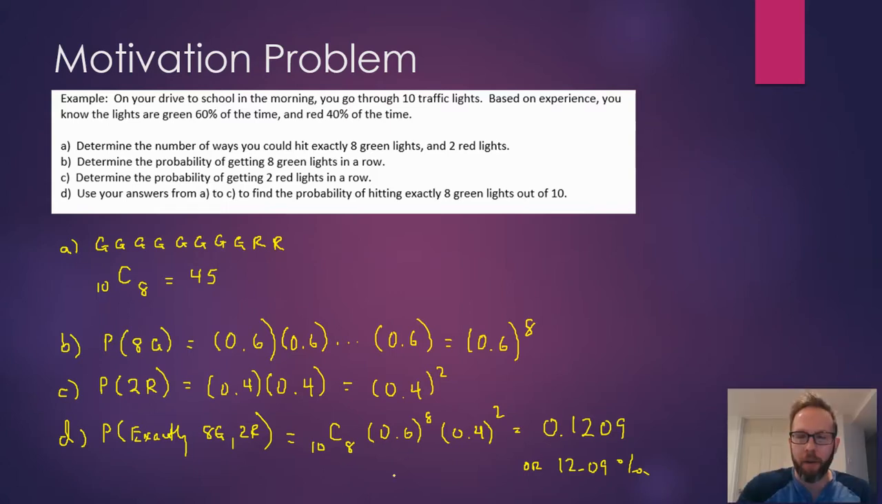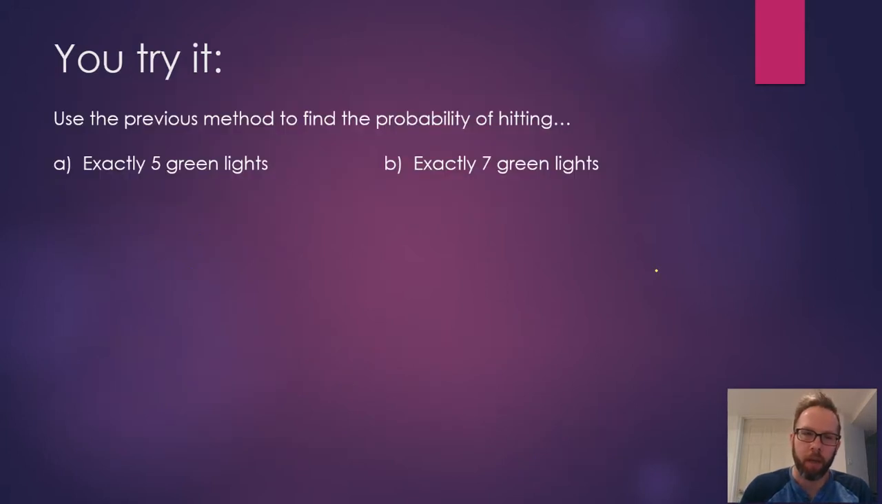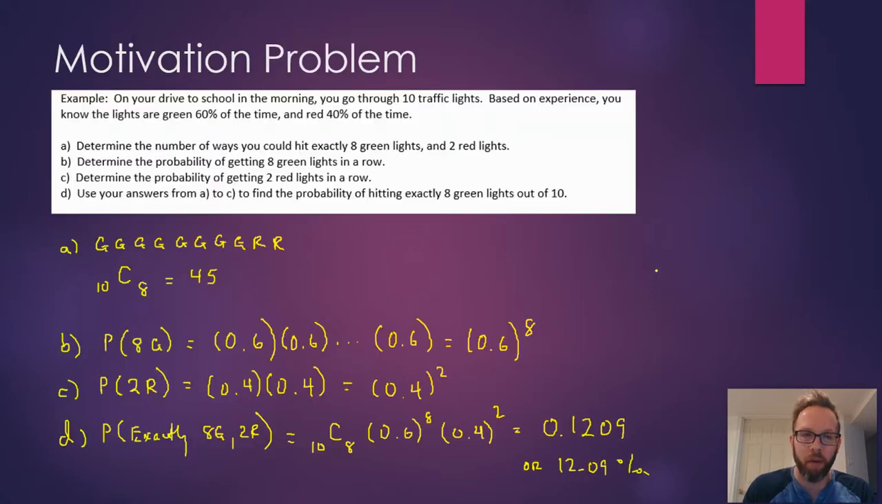This kind of probability calculation happens so much, where we have a success or a failure, like a green light or a red light, that we give it its own name. And that's the topic of today's lesson. It's a binomial distribution. Before we go on to some definitions, can you use the previous method laid out here?